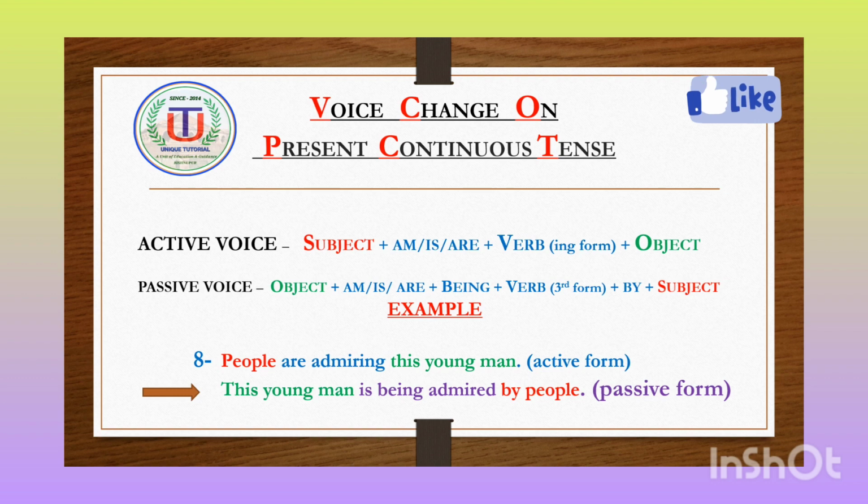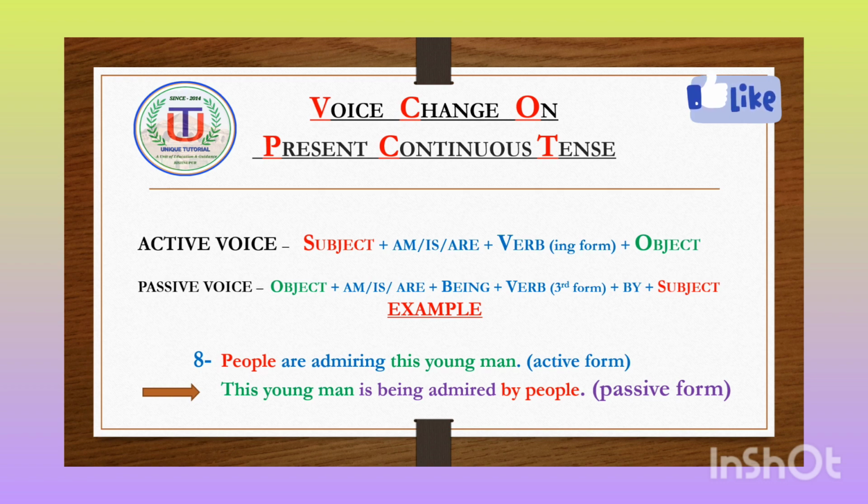Next example is, people are admiring this young man. This sentence is in present continuous tense. So let me tell you, if a sentence is in present continuous tense, then its structure in active voice will be subject, then am, is, are, then verb in ing form, then the object.